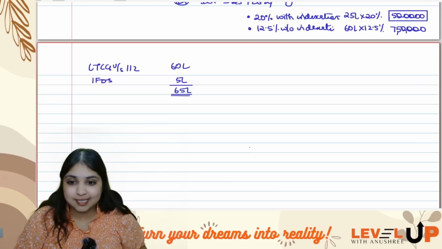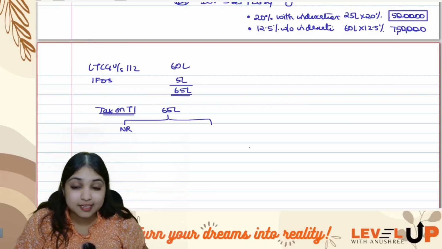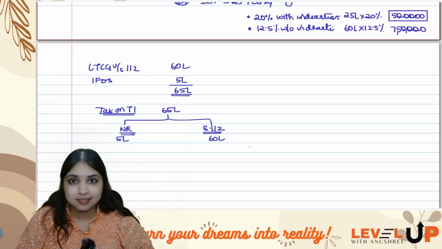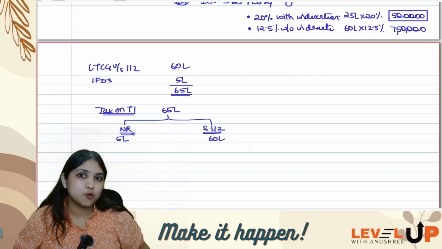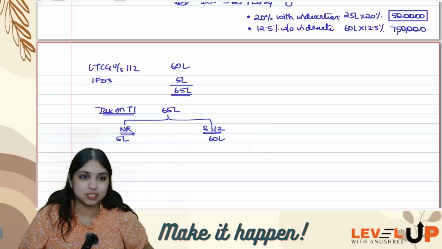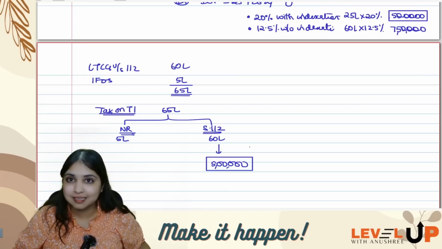Now the question is how to compute tax on total income. This 65 lakhs, first you will split into 2 parts, guys: normal rate and special rate, section 112. Normal rate you have 5 lakhs and section 112 you are having 60 lakhs. Now on this 112 you've already calculated tax. Generally the tax rate is 12.5%, but however all my 4 conditions were fulfilled, so I did 20% with indexation, 12.5% without indexation, whichever is lesser was the tax liability. So 5 lakhs is the lesser amount. So on this 60 lakhs, 5 lakhs is the tax I've concluded.